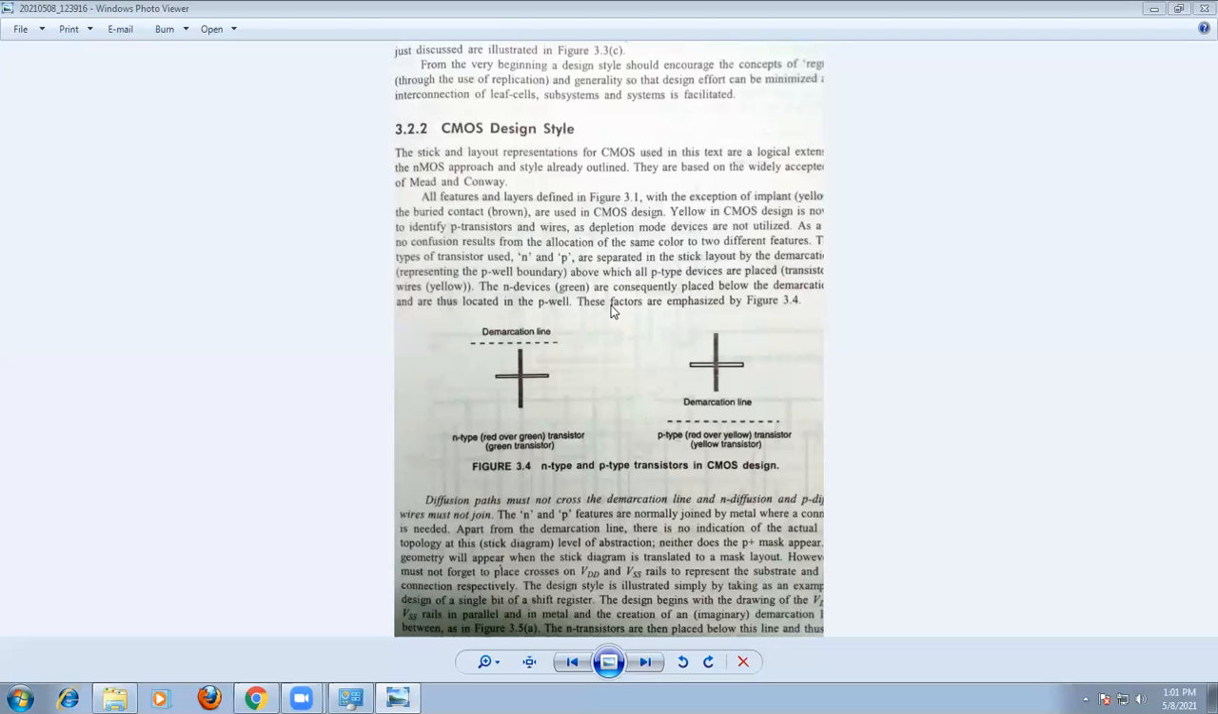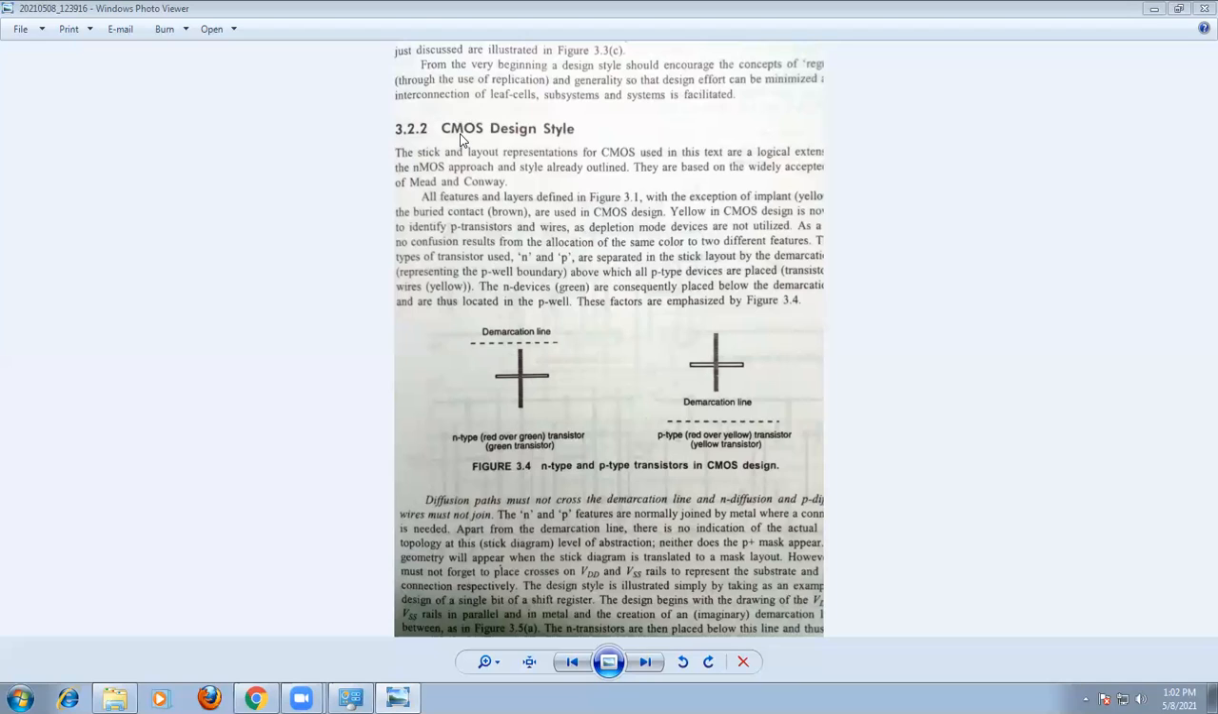So the same brown color can be used to distinguish between N-channel and P-channel in the CMOS design style. That means we can call it a demarcation line. The color for this demarcation line is brown. We use brown color to indicate the demarcation line. This is the boundary between PMOS and NMOS. Remember this point.